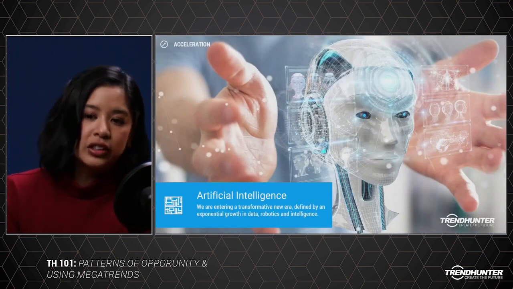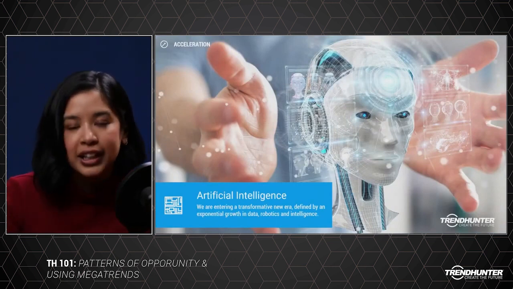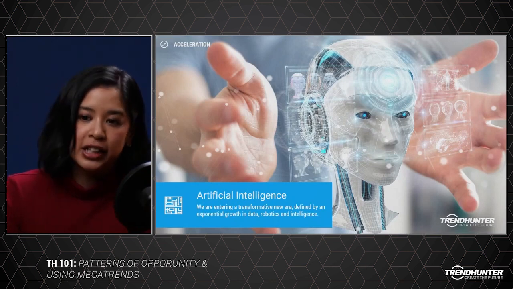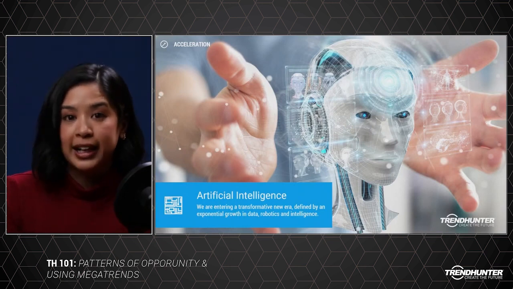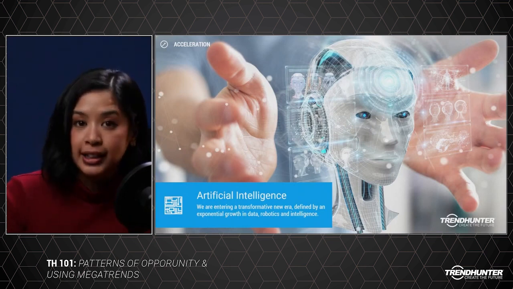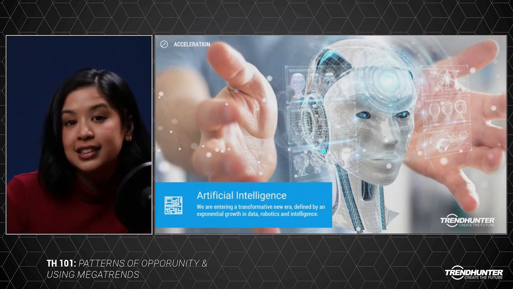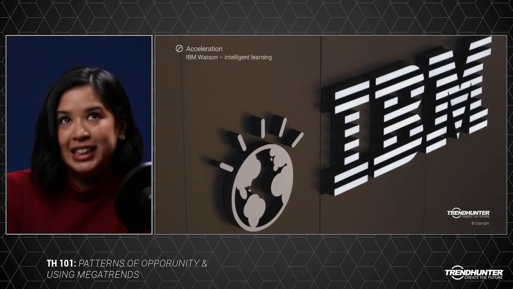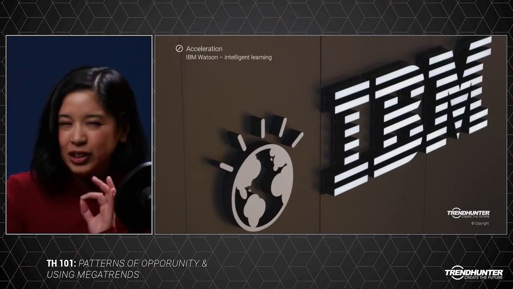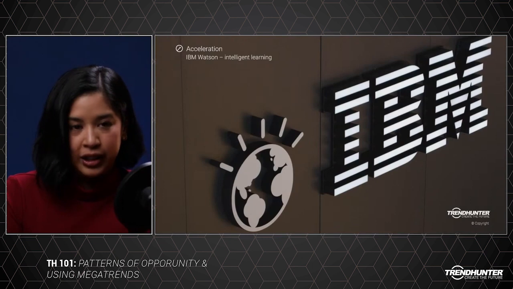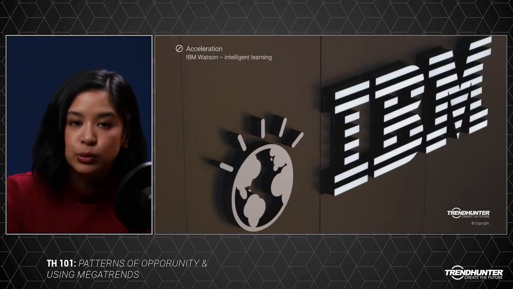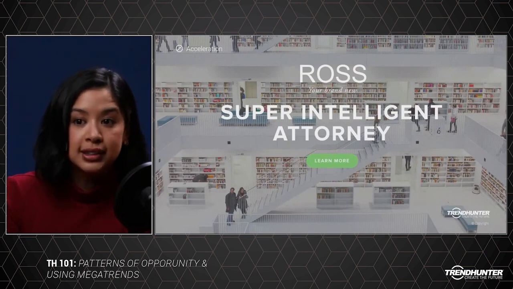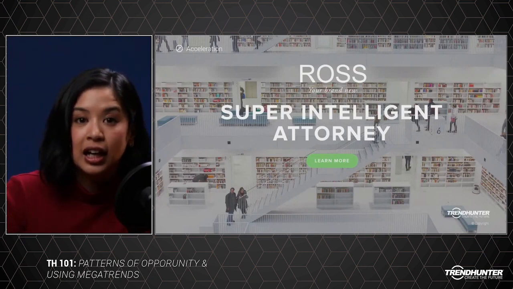Now, artificial intelligence as a megatrend is not solely about AI technology. It's about the general idea that the information age has brought us into an era defined by exponential growth in data, robotics, intelligence, and the way these technologies enhance human capability. Now, of course, that does include AI technology, but it's not just about AI technology. It's about making these technologies accessible to people to make their lives easier, which is what happens with Ross, the super intelligent attorney that uses IBM's Watson.